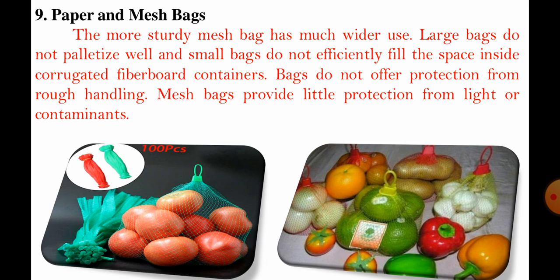Consumer packs of potatoes and onions are about the only produce items now packed in paper bags. The more sturdy mesh bags have a much wider use. In addition to potatoes and onions, cabbage, turnip, and some specialty items are packed in mesh bags. In addition to their low cost, mesh bags have the advantage of uninhibited airflow, and good ventilation is particularly beneficial for onions.